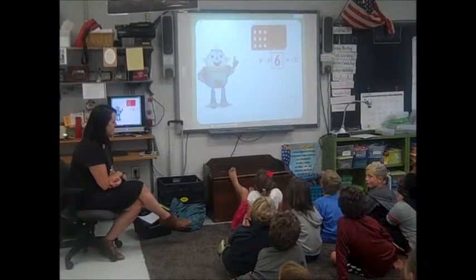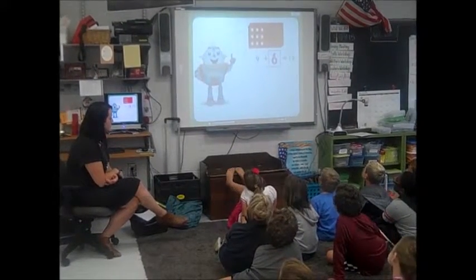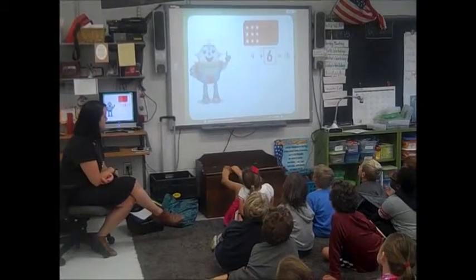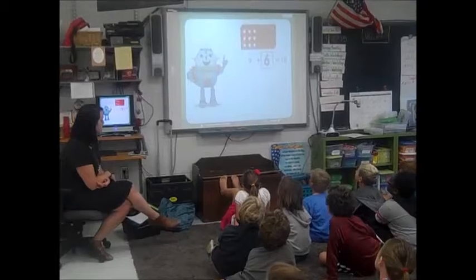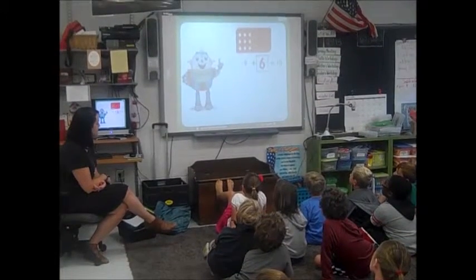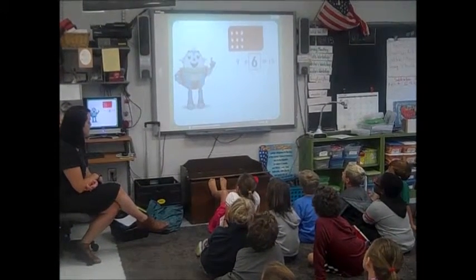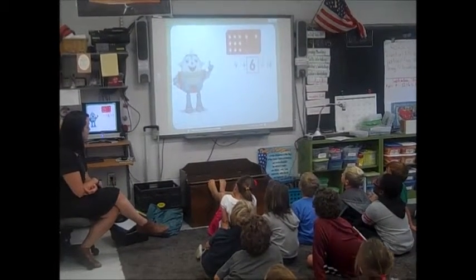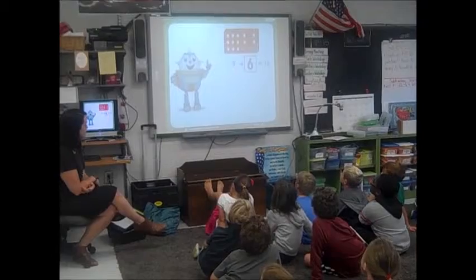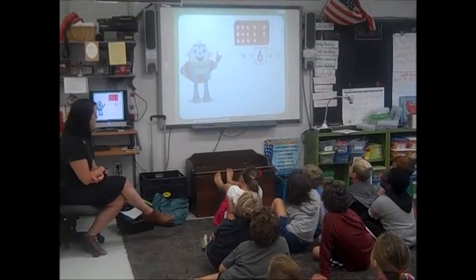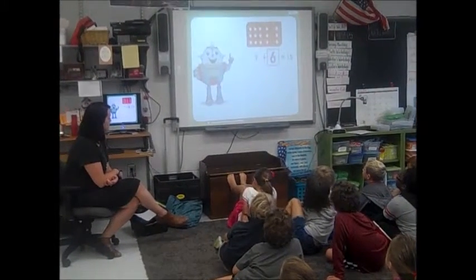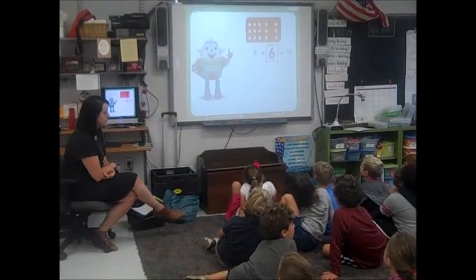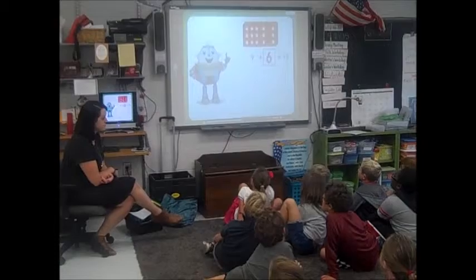We can check our answer by drawing more circles on our domino. We think our missing addend is 6, so let's draw 6 circles on the right side of our domino. Now we can count on from 9. 10, 11, 12, 13, 14, 15. 9 plus 6 equals 15. So 6 is the missing addend.